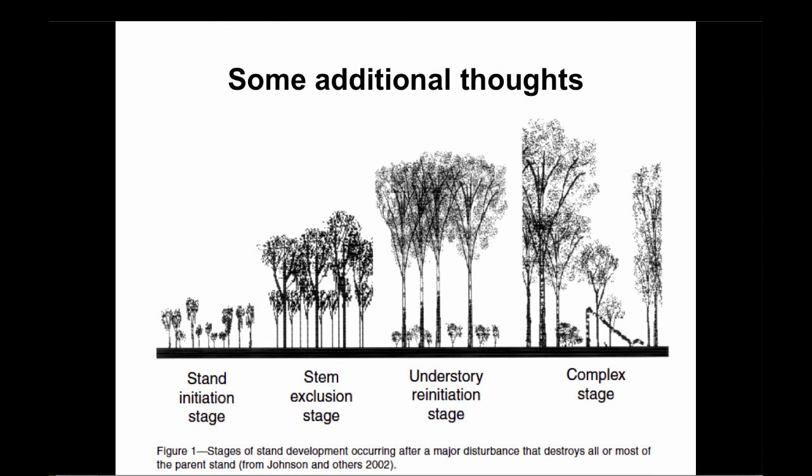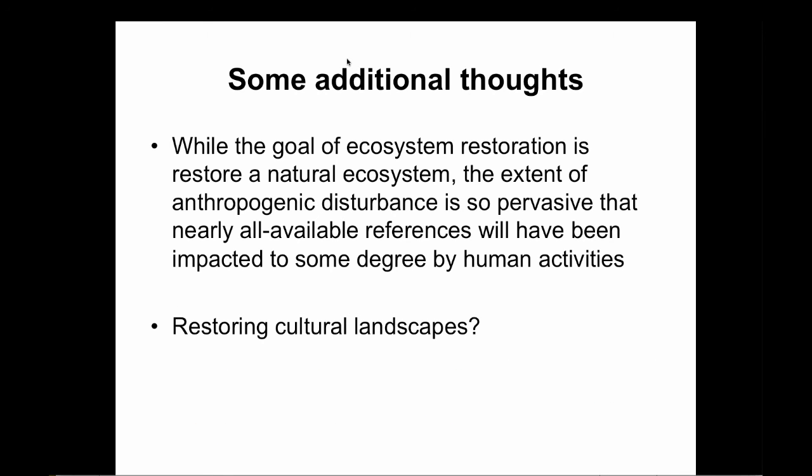Second, while the goal of ecosystem restoration is to restore a natural ecosystem, the extent of anthropogenic disturbance can be so pervasive that nearly all available reference states will have been impacted to some degree by human activities. These need to be considered carefully and clearly articulated in your restoration plan when you describe your reference conditions. And in many instances, you may need to interpret how best to remove these human influences as you develop your reference conditions and design your restoration protocols to restore your degraded ecosystem.